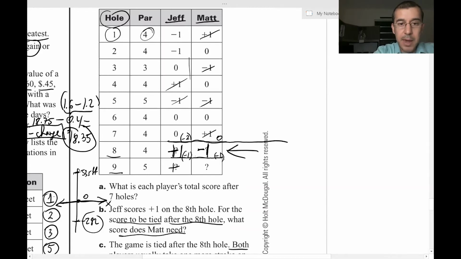So that means that Matt is going to win because they're tied after the 8th hole. They're tied after the 9th hole. Matt is going to win because Matt is -1 on the 8th hole. He's going to be -1 here. Jeff is going to be +1. So basically, at the end of hole 9, Matt is going to be -2, and here Jeff is going to be 0. So Matt wins.